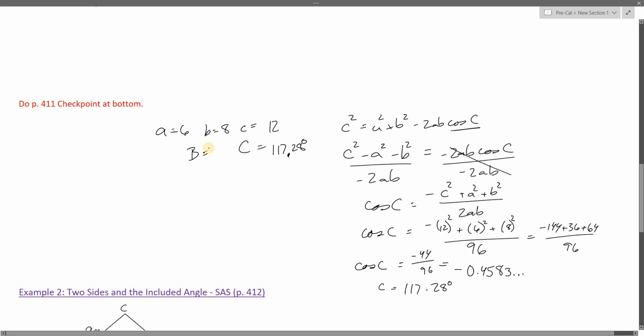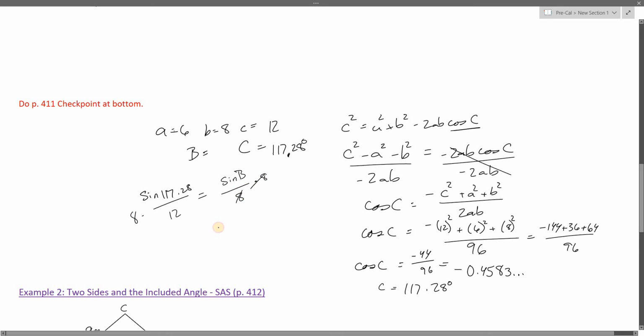Well, now that I've used the law of cosines, I'm going to use now the law of sines. So what I'm going to do is set up sine of 117.28 all over 12, and that's going to equal the sine of B over 8. So in this case, I'm going to multiply both sides by 8, and I'm going to get my answer.